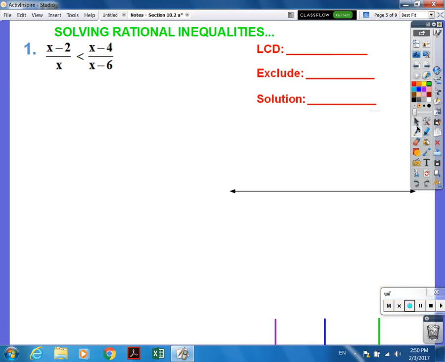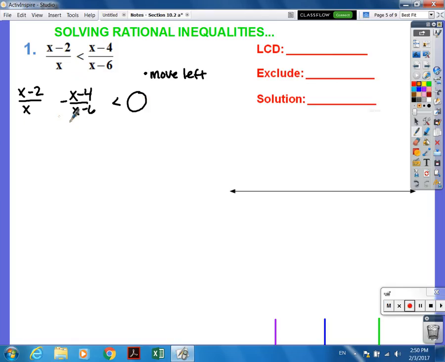Okay, we're starting to solve inequalities, which takes a lot of work. And the first thing we have to do is move all of our parts to the left side. So that means keeping the x minus 2x over x on the left, subtracting the x minus 4 over x minus 6, and what that leaves on the right side is nothing. We want that. We want to compare ourselves to 0.